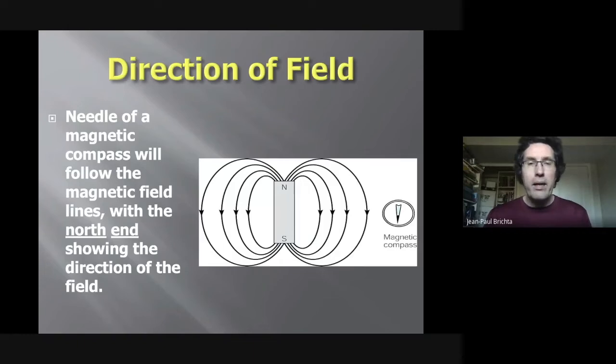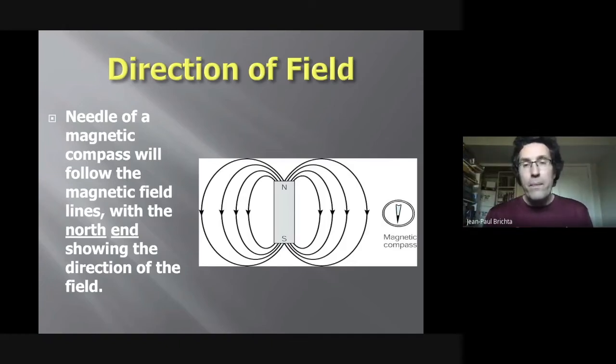So this is one of the reasons why we might use a compass in class: we want to know which way the field lines point, because as soon as we know that, we can work our way backwards to where the North Pole is. If you look carefully at this diagram, you can see, as usual, that the field lines go from the North Pole to the South Pole. They go out from the North Pole and into the South Pole.